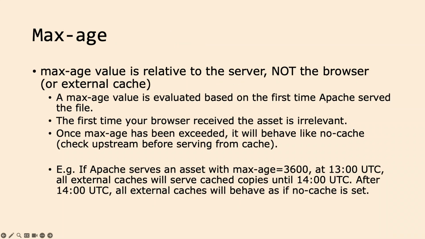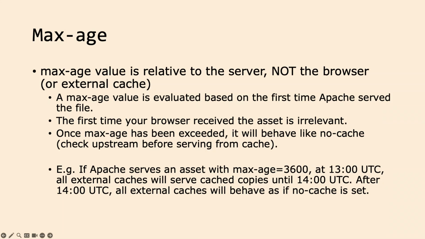We've talked about max age, so let's dive a little bit deeper into how this works. That's basically a TTL for how long this asset is valid in your cache. It's important to note that the max age value is relative to the first time the server serves that asset. Like when your browser loads it for the first time, that doesn't start the clock. It's when the server serves it up.